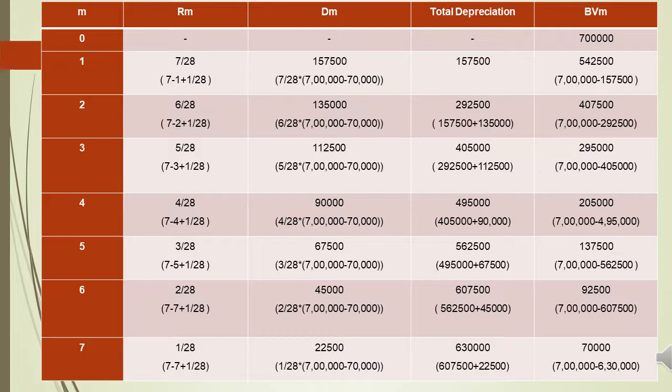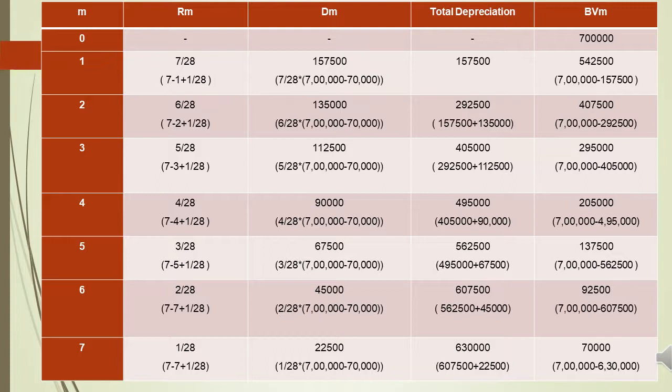So you can substitute for RM. I will get RM for the first year as 7 by 28. Similarly, I'll calculate for the second year, that is 6 by 28. I've substituted. Similarly, the third year will be 7 minus 3 plus 1 divided by 28. So RM for the third year is 5 by 28.